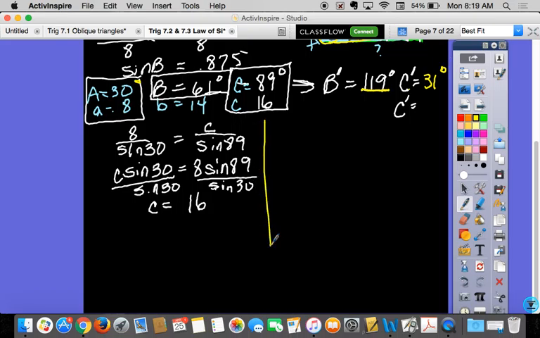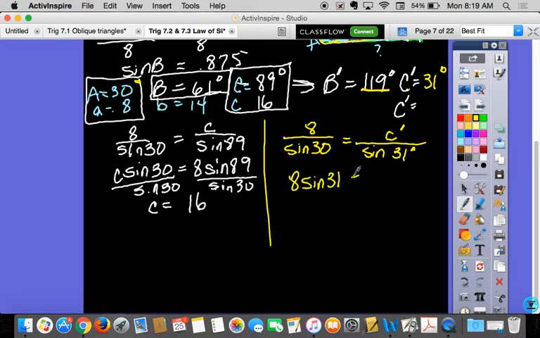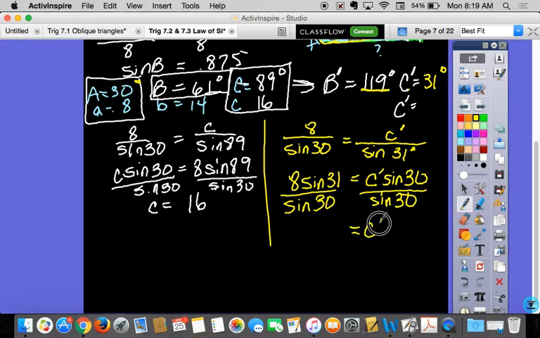So I get to set it up with the same old ratio for A, but this time it's going to be little c prime and sine of 31. Okay, so 8 sine 31 equals c prime sine 30, and then divide through by sine 30. So I've got 8 times sine 31 divided by sine 30, and it's going to be super close to 8 because sine 31 and sine 30 are exceedingly close.